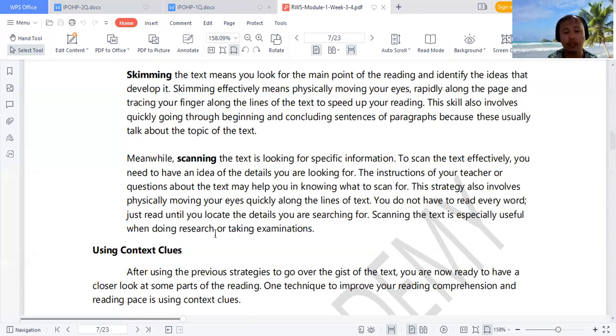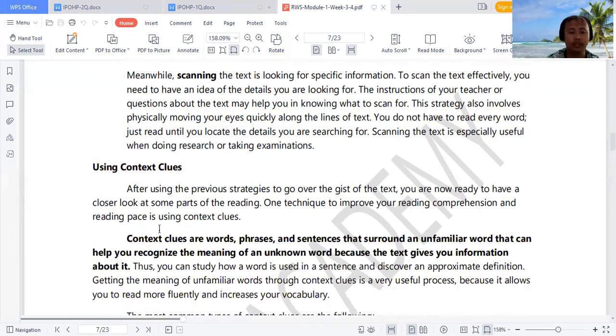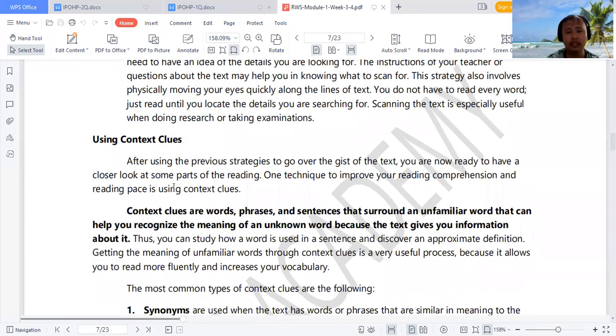talking about a vampire. The same also in scanning. You just have to scan it. You do not read it line by line, but scan it. Again, to scan the text effectively, you need to have an idea of the details. So you just have to get the details. What are the details of the story of this article?